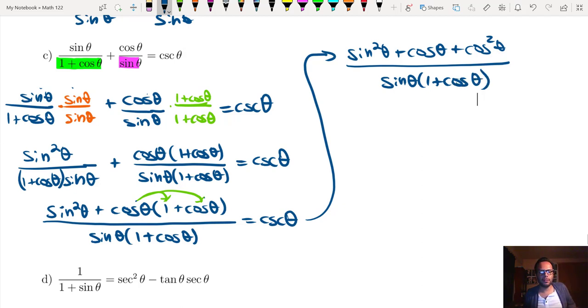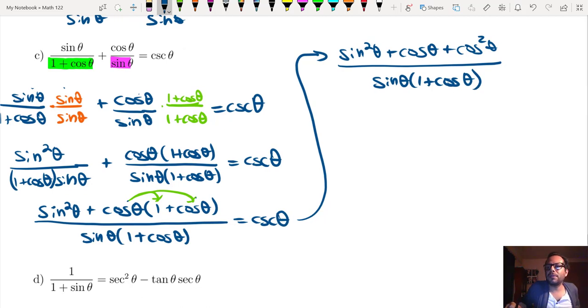That should equal cosecant theta. Okay, how can we simplify this? One thing you might want to observe here: this quantity squared and this quantity squared. Does that remind you of anything? Remember that same identity we used earlier in the previous example? Okay, I'm not going to cancel anything. I'm not going to replace anything. The only thing I'm going to do is put these two together.